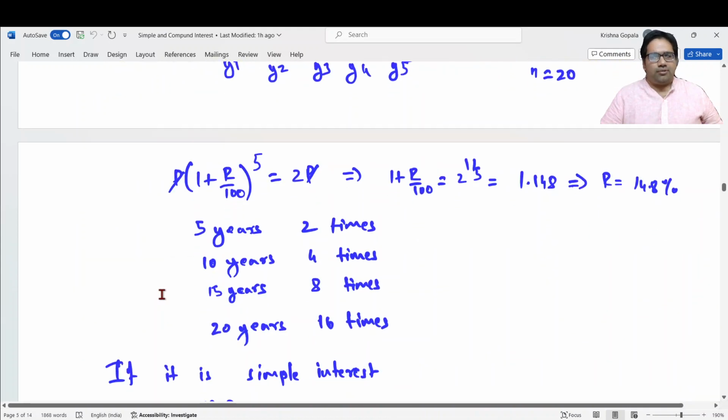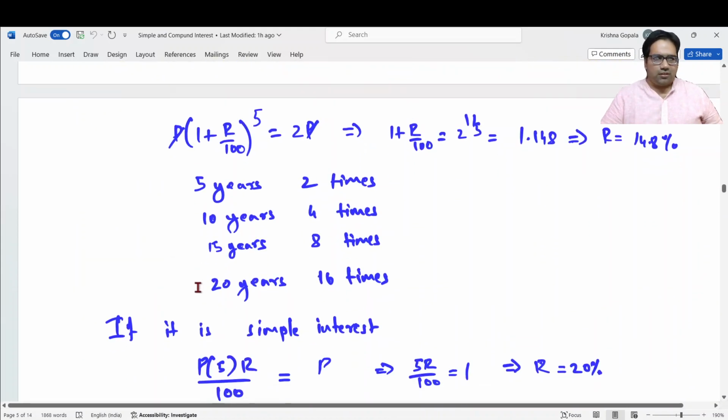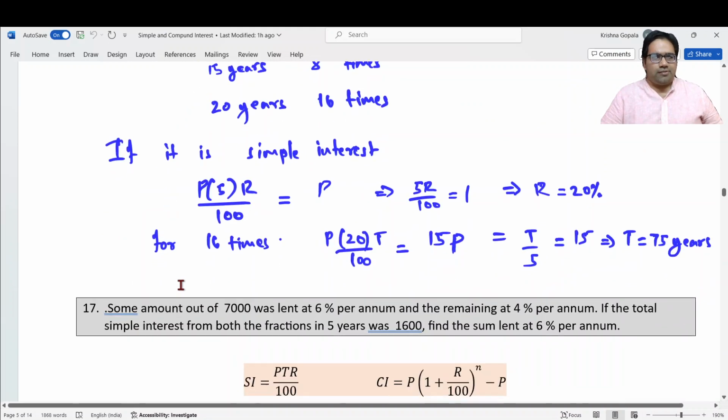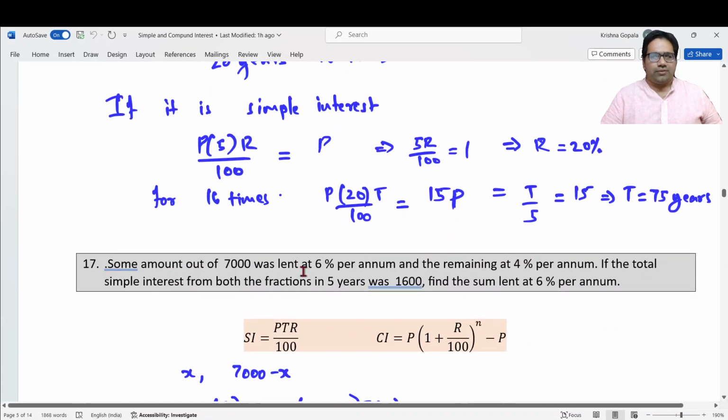This is an interesting problem. It's one of the previous exam questions only. In fact, all of these are previous exam questions only. That's why it is important. Some amount out of 7,000 was lent at 6% per annum and the remaining at 4% per annum. If the total simple interest from both the portions in 5 years was 1600, find the sum lent at 6%.